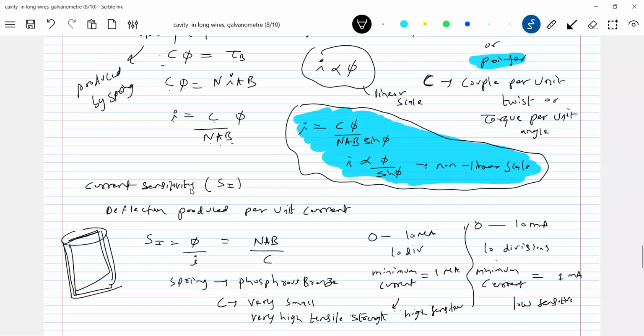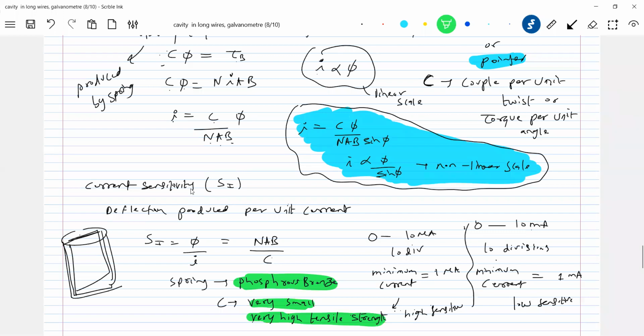So that's why phosphor bronze. What is the advantage of that? Couple per unit twist is very small and it has very high tensile strength. Breaking up of the spring, when the spring gets cut, is highly impossible. That's why phosphor bronze: we add phosphorus to bronze. It's a very important alloy which is widely used in applications, in chemistry and metallurgy. Why not iron? Why not copper for the spring? These advantages are there: the breaking strength should be more, and it should not get easily cut.